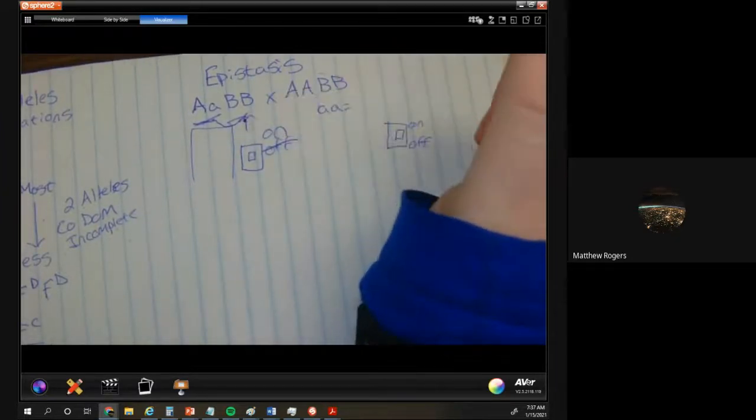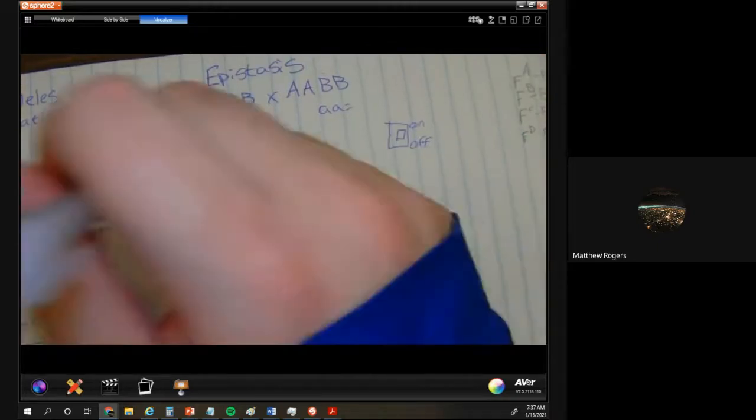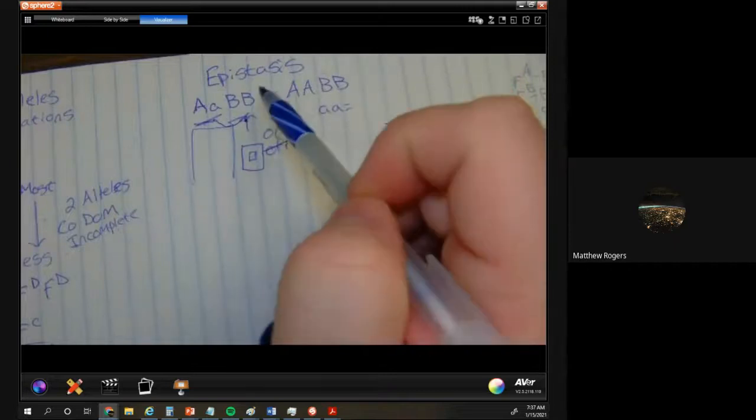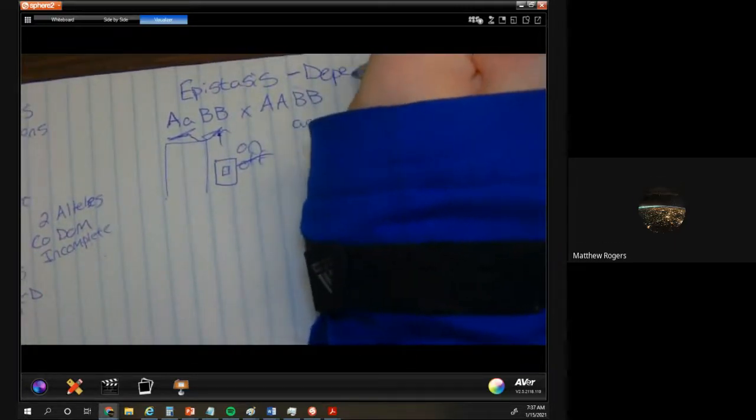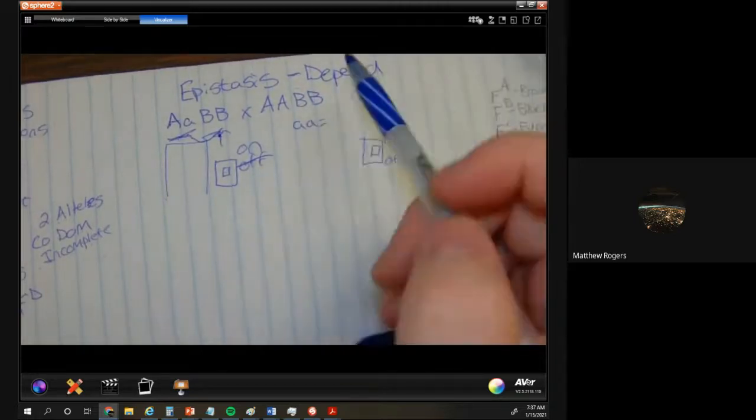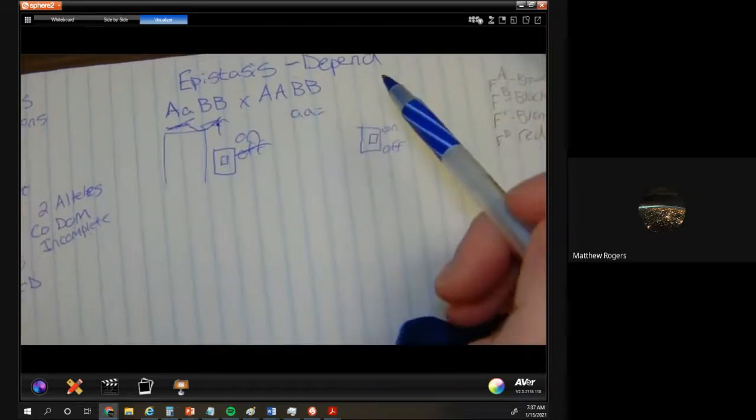When we talked about dihybrids earlier this week, I made a real big focus on it being an independent gene, because epistasis genes are dependent genes. These depend on each other. So they're going to be dependent on each other. If something happens here, it affects the other one over there.